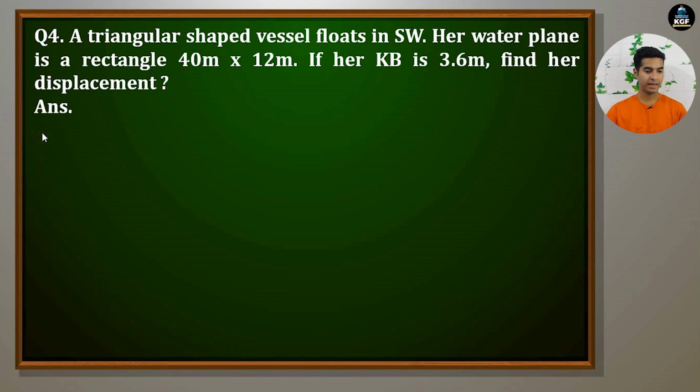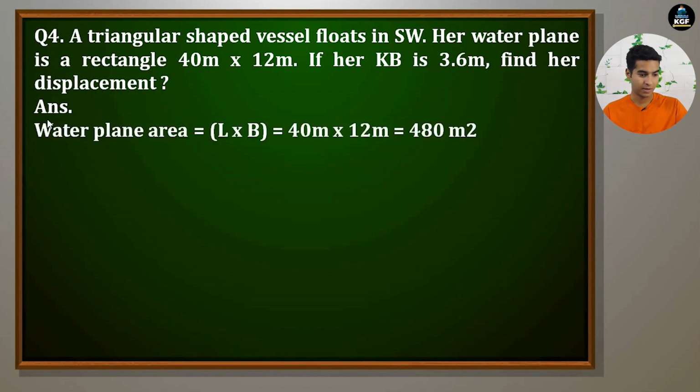Okay. Next question says that a triangular shaped vessel floats in salt water. Her water plane is a rectangle 40 meter into 12 meter. If her KB is 3.6 meter, find her displacement. So guys, in this case, we have to find the displacement. But what things do we have? We have the length, that is 40. We have the breadth, that is 12, because her water plane is a rectangle. So 40 into 12 will be the area. KB is given, so we will use the formula to find the draft. Once we have the draft, the length, and the breadth, we will find the volume. And this is floating in salt water.